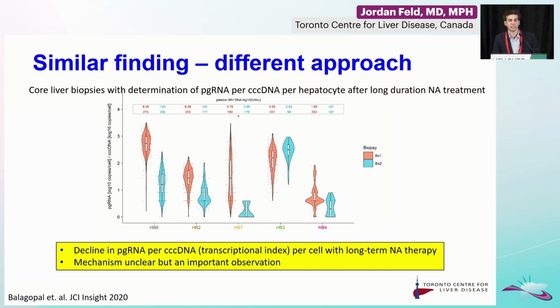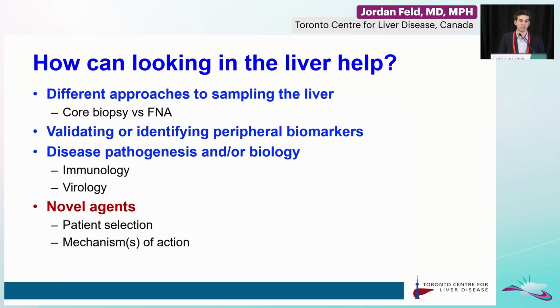Again, something that you can pick up from this type of study, and in line with other data from using a different approach, a very elegant study done by Ashwin Balagopal from the Hopkins group, really looking at the transcriptional activity within infected cells and looking at the pgRNA and cccDNA to determine this transcriptional index. And what they showed is that, again, over time with long-term nuke treatment, you get a reduction in pgRNA per cell, suggesting that somehow, and I think it's still left to be understood how this is happening, long-term nuke treatment is reducing not just the number of infected cells, but actually the transcriptional activity within a given infected cell, which is an interesting observation, and again, something we would miss if we were not looking in the liver.